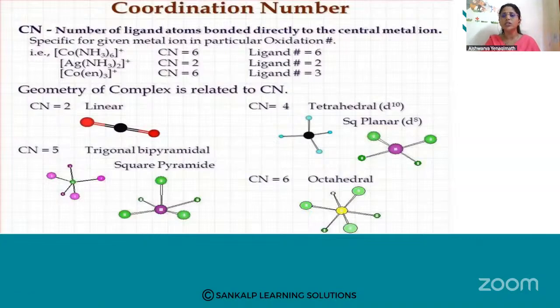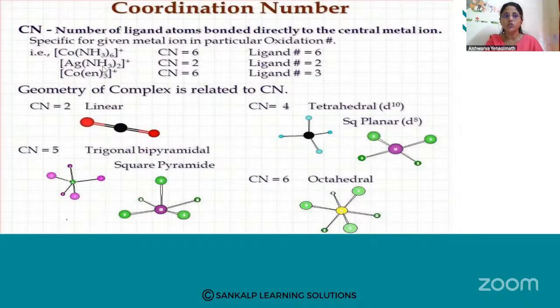What is this coordination number? Coordination number is the number of ligands, to be more specific, the number of monodentate ligand atoms bonded directly to the central metal atom. It is called coordination number. So you can see various examples I have taken here. Co(NH3)6: NH3 is a monodentate ligand. So how many NH3 molecules are attached to the central metal? Cobalt is my central metal atom. So there are 6 NH3 molecules. Therefore, coordination number is 6.